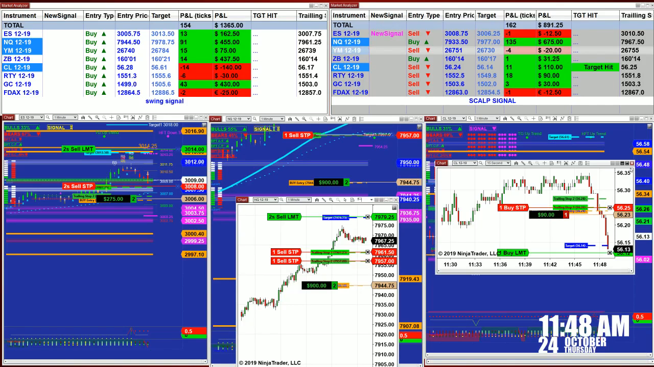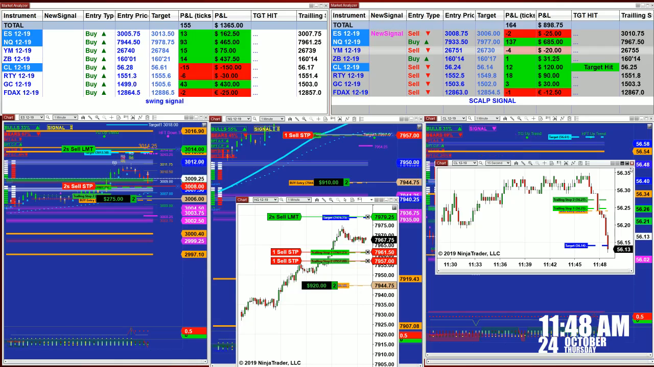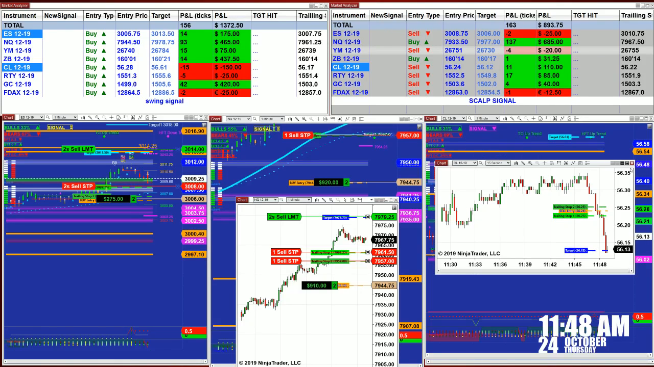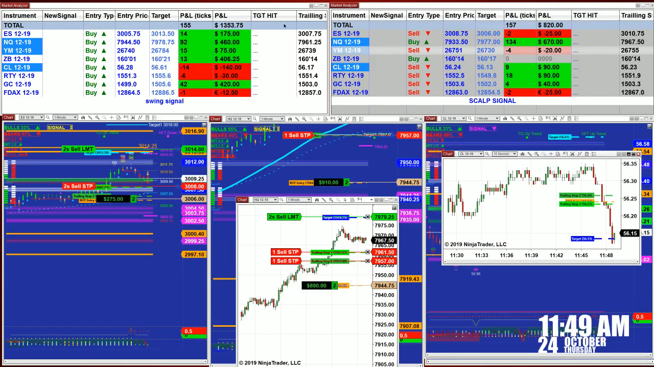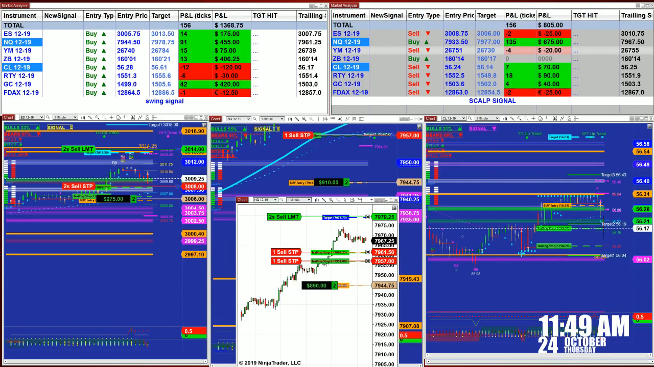And we have a new sell signal on the scalper. On the scalper, we have a new sell signal on the ES. Okay, we have $100 on this one. Thank you very much. And now we pick up a new trade.